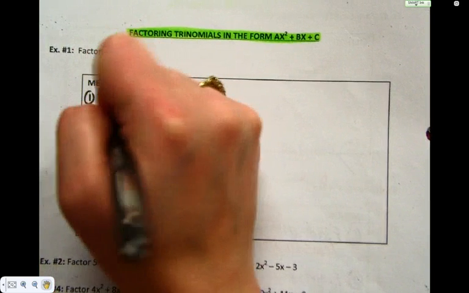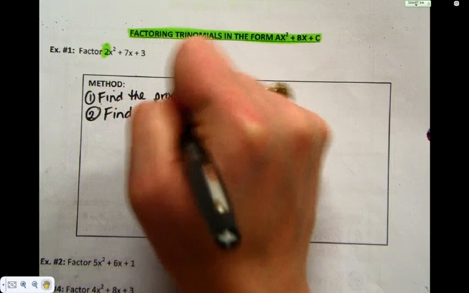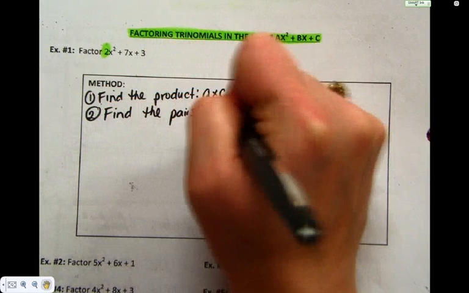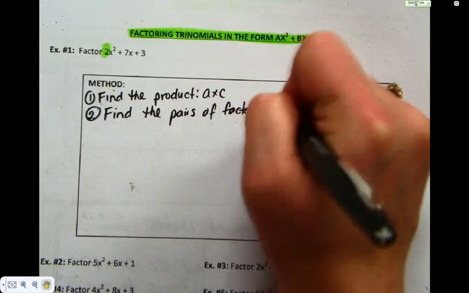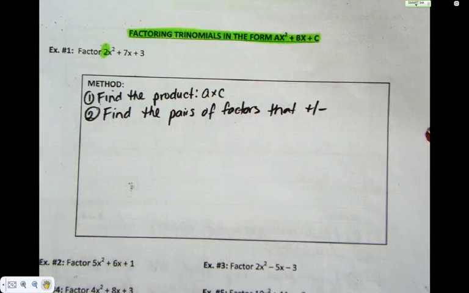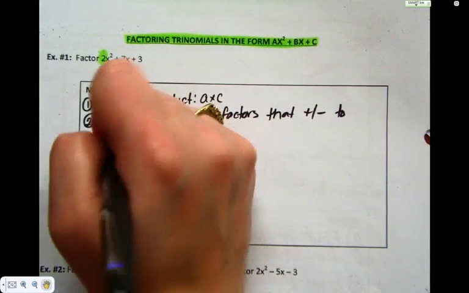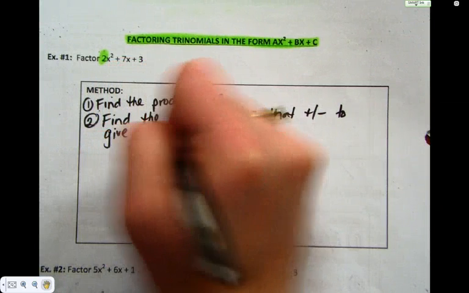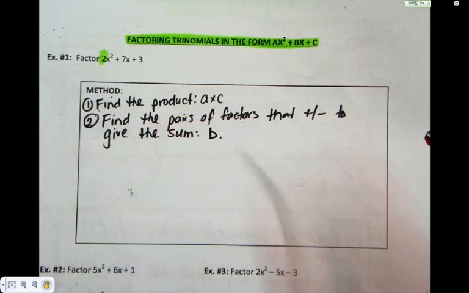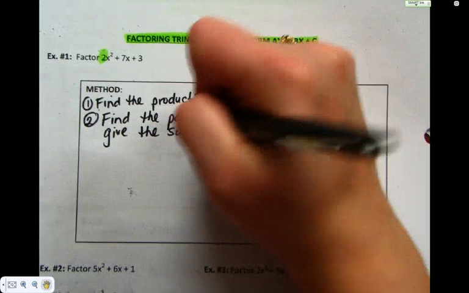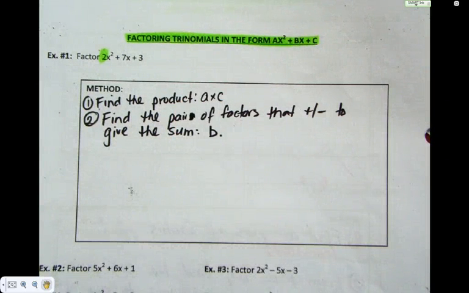Find the pair of factors that add or subtract to give the sum. Find the pair of factors that add or subtract to give the sum. And the sum is what we call B. If you like words, it's the coefficient of x or the middle number, okay? Whichever way your brain likes it best. Call it B, or it's the coefficient of x, or it's the middle number.